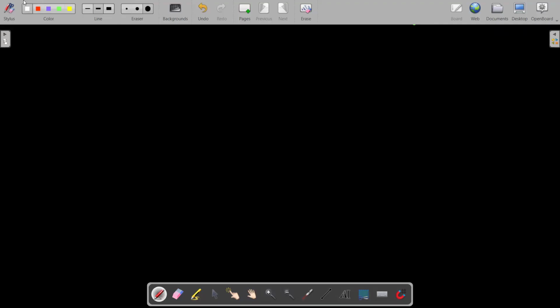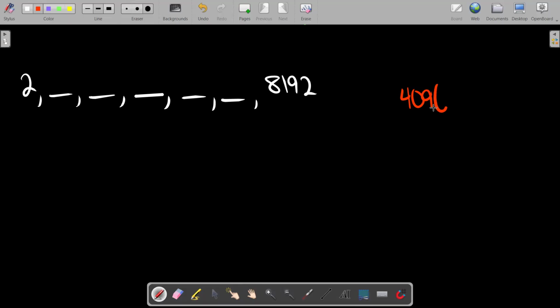So another example of this would be like, I don't know, 2, blank, blank, blank, blank. This is number 16, by the way. I'm sure you would have figured that out. So let's real quick, what's step 1? Divide the later term by the earlier term. 8192 divided by 2 is 4096, I believe.